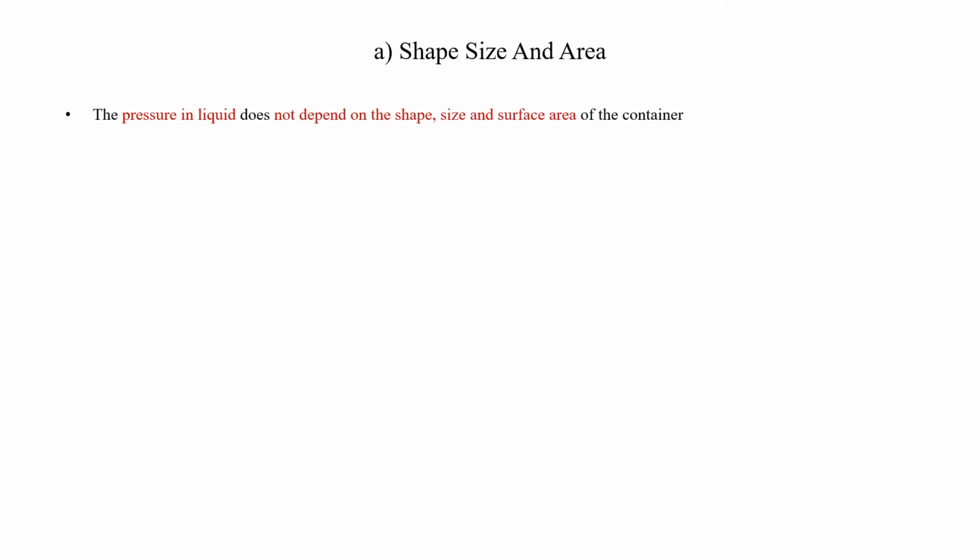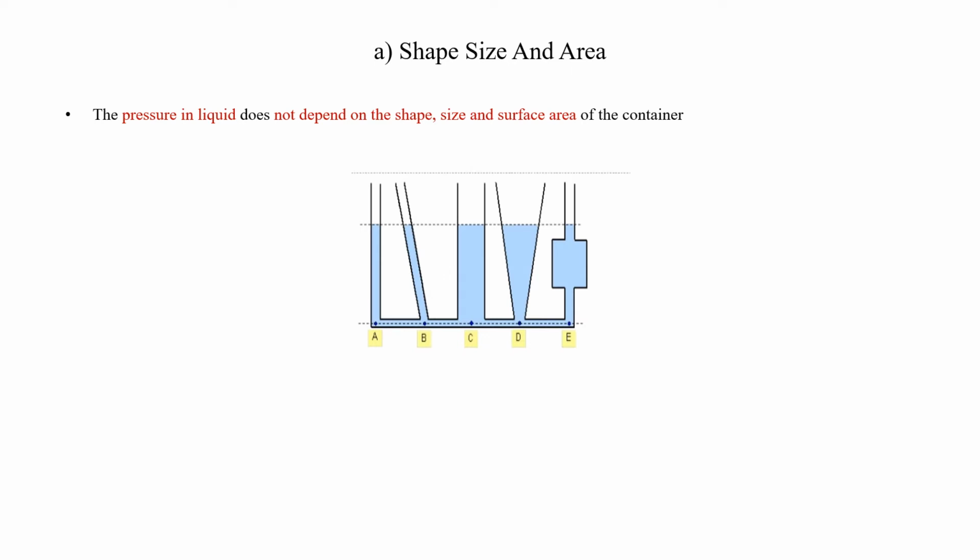Now, the characteristic of pressure in liquid in terms of shape, size, and area. The pressure in liquid does not depend on the shape, size, and surface area of the container. For example, we have a Pascal vessel. This is a Pascal vessel. As you can see, both tubes have different size, shape, and also surface area.